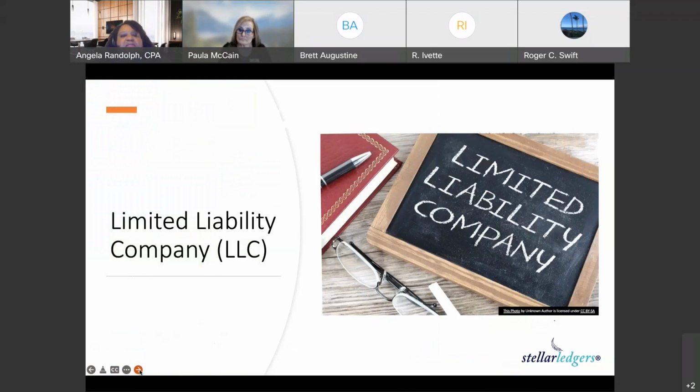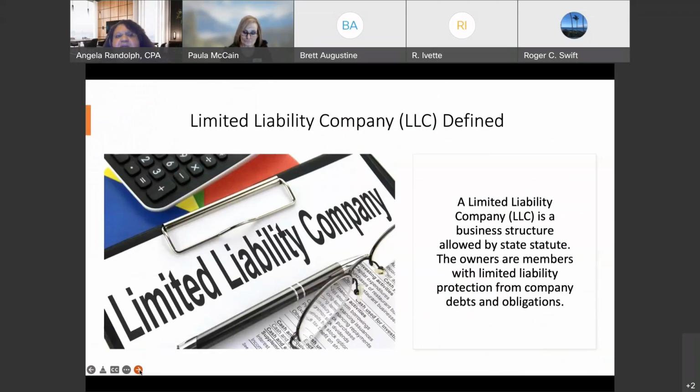Next, we'll talk about the LLC, the limited liability company. Most states recognize it here in the United States; it's a state statute. The owners are members with limited liability protection from the company's debts and obligations.